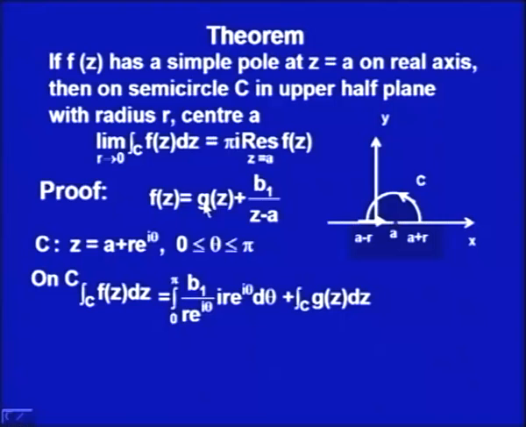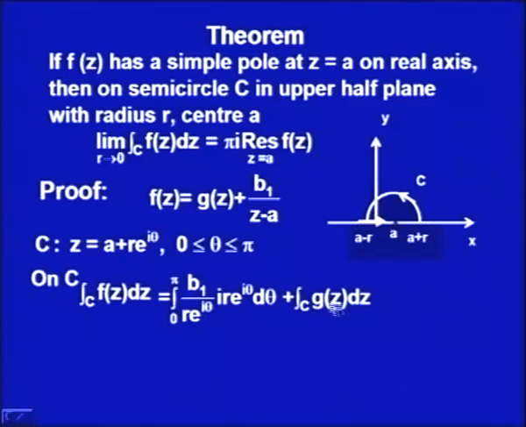So we are writing two contour integrals: one is the integral of g(z), another is the contour integral of b1 upon (z minus a). Let us first take this one. For b1 upon (z minus a), by definition the contour integral goes from 0 to π of b1 upon r e^(iθ), because z minus a is r e^(iθ), times z'(θ), that is i r e^(iθ) dθ, plus the contour integral on C of g(z) dz.